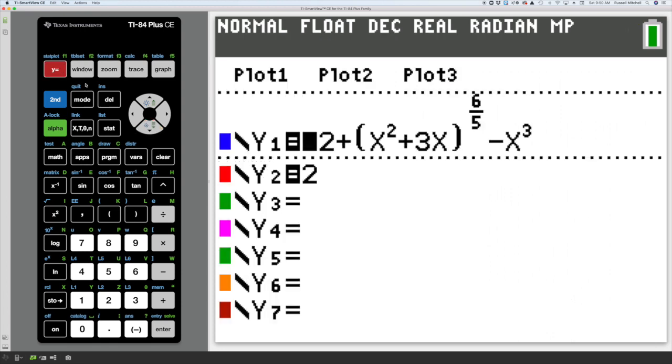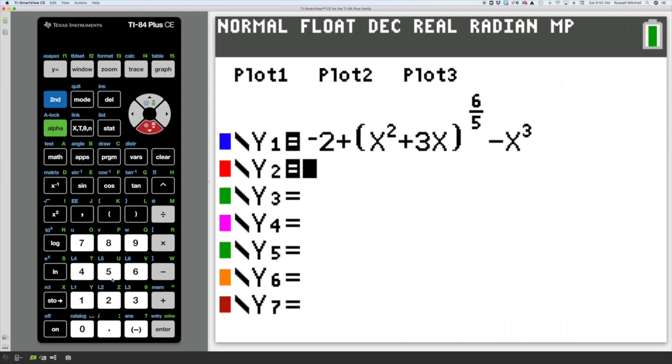And then for y equals, we want to press this. We want to change this from being 2 to being 0, because we now want to know where the velocity is 0. And then let's graph that and see what we get.